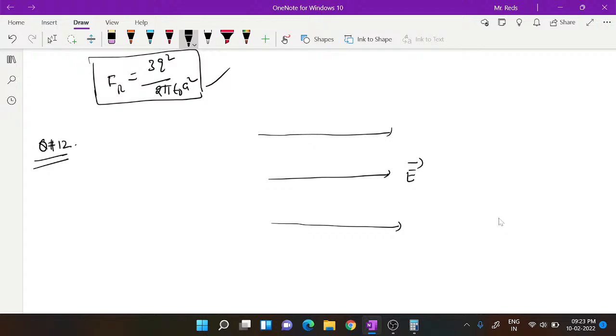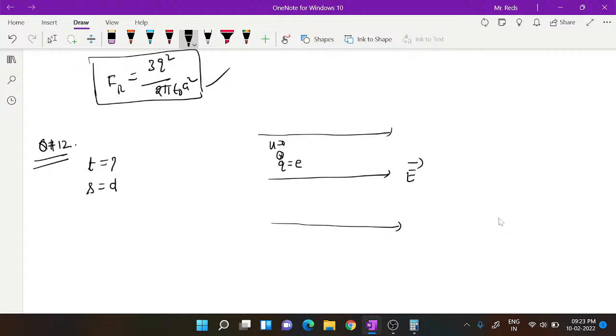This is a proton, so its charge will be equal to e. The proton of charge e and mass m is released from rest, which means the initial velocity is 0. It is released from rest in a uniform electric field of strength E. The time taken by it to travel a distance s equal to d is the question.